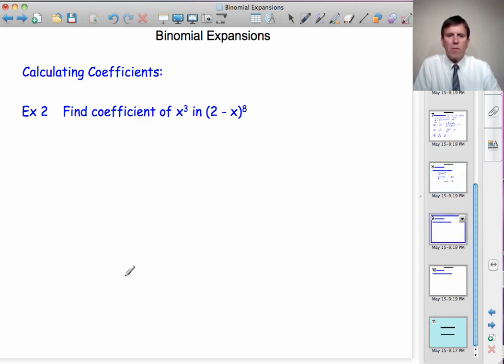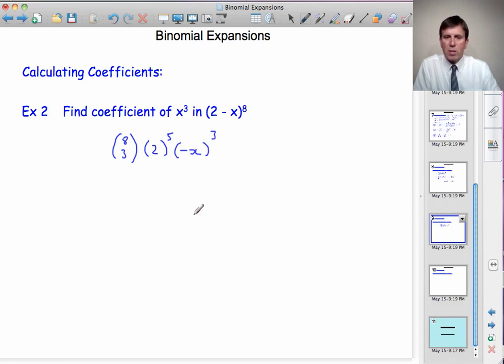Moving on to example 2, find the coefficient of x cubed in (2 - x)^8. Well, if we're going to look for terms in x cubed, in these 8 brackets we'll need to be taking the minus x in 3 of them to get x cubed, and we'll be taking the 2 in 5 of the brackets. Well, how many ways can we choose the 3 lots of x out of the 8 brackets? It's 8 choose 3. So the term I'm looking for is 8 choose 3 multiplied by 2 to the power 5, because I want 2 from 5 of the brackets, and minus x cubed.